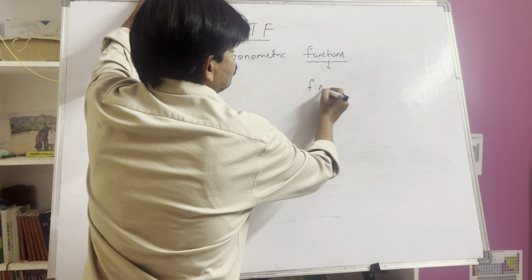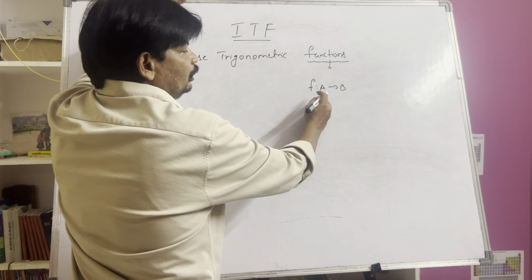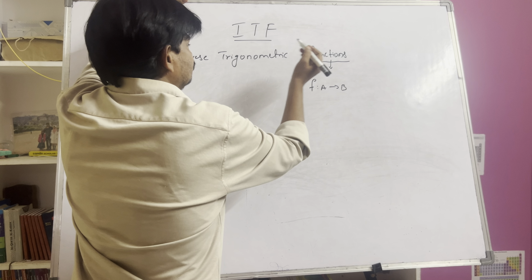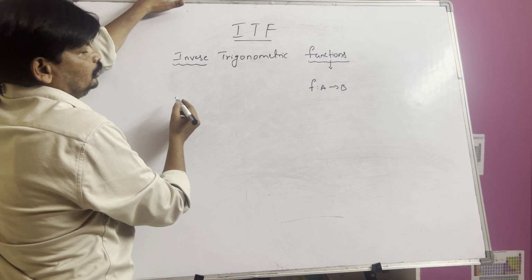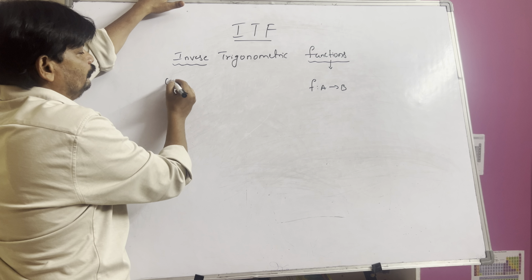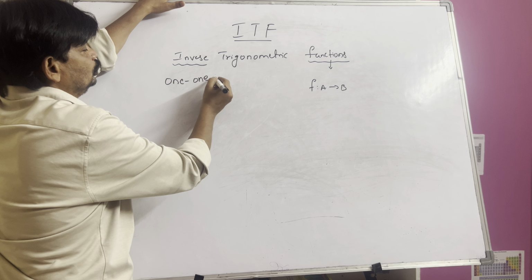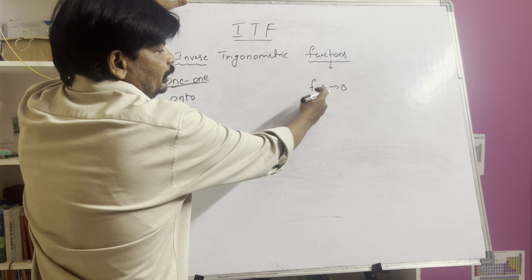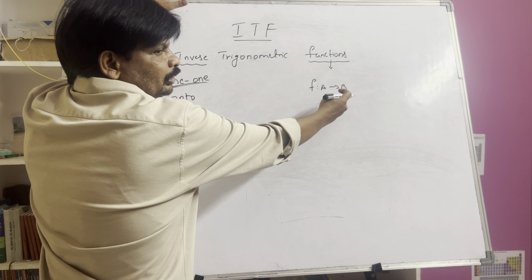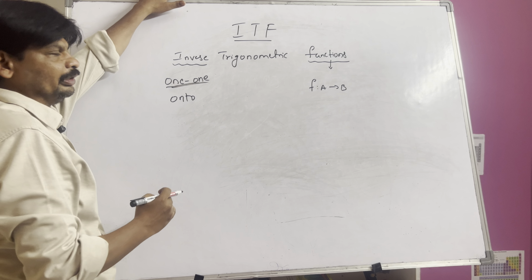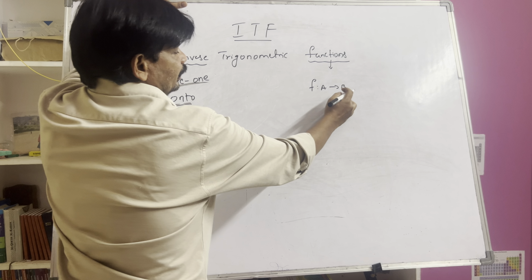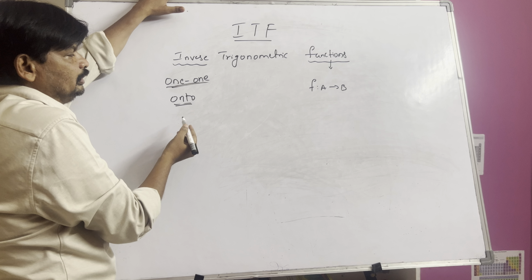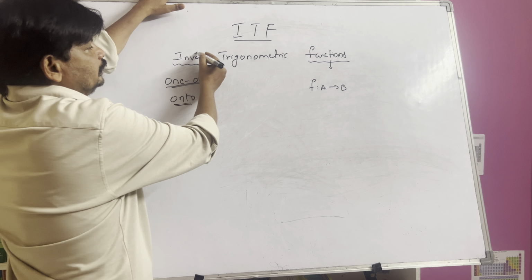F is a function from A to B if every element of A has a unique image in B. The inverse of the function will exist if the function is bijective, nothing but it should be 1-1 and onto. 1-1 in the sense every element in A should have a distinct element in B as an image. Onto means the range should be equal to the codomain. If the function is 1-1 and onto, then only the inverse exists.